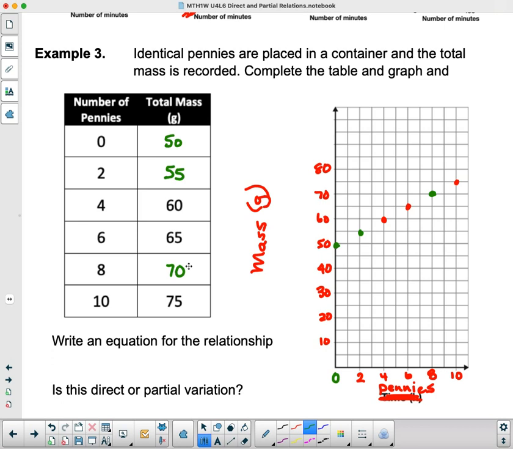Okay. Write an equation for this relationship. Now we do need to know rate of change. So this is going up by 2, and this is going up by 5. So the rate of change equals the change in y over the change in x. It's going to be 5 over 2, which is 2.5. And our initial value is 50.